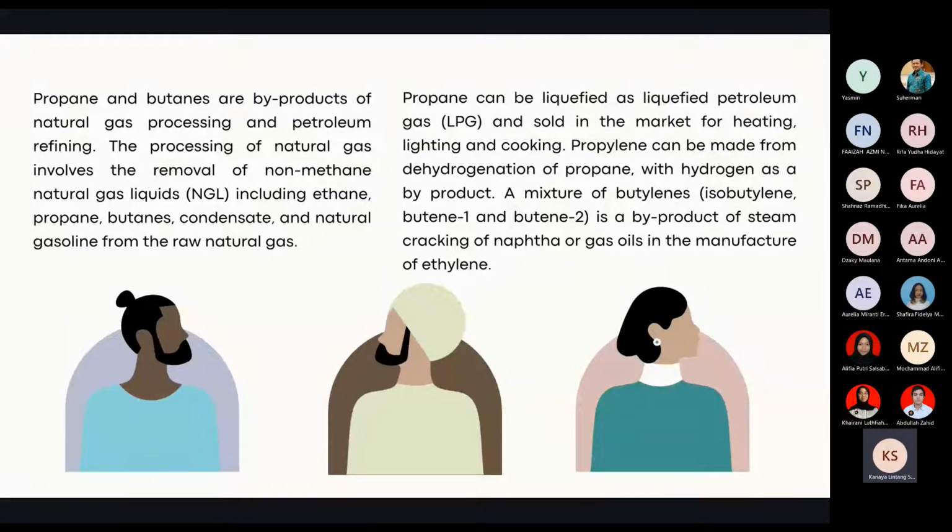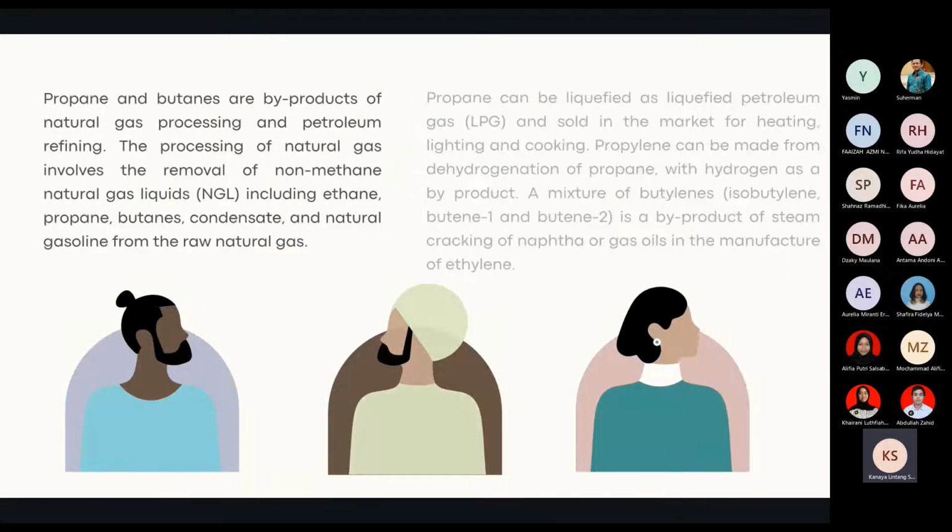Propane can be liquefied as liquefied petroleum gas and sold in the market for heating, lighting, and cooking. Propylene can be made from the dehydrogenation of propane with hydrogen as a byproduct. A mixture of butylenes is a byproduct of steam cracking of naphtha or gas oils in the manufacture of ethylene.